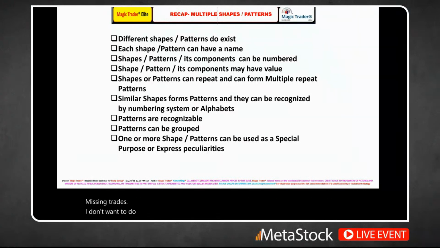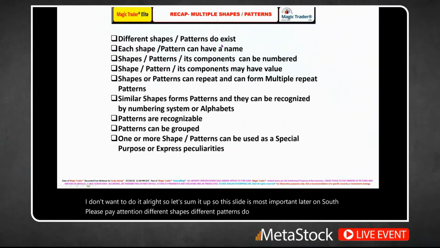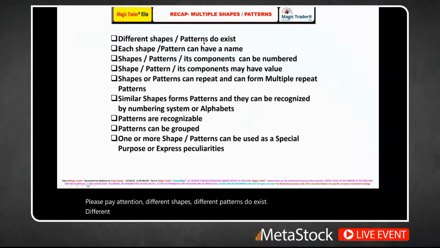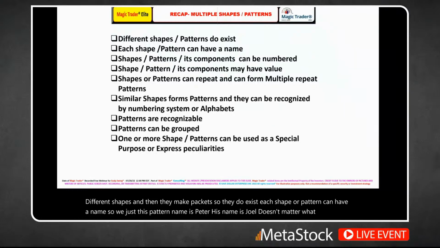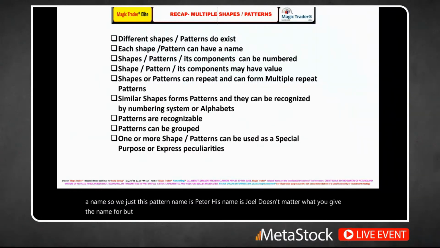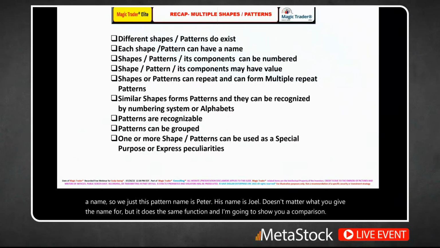All right, so let's sum it up. This slide is most important later on, so please pay attention. Different shapes, different patterns do exist. Different shapes make patterns, so they do exist. Each shape or pattern can have a name. So this pattern name is Peter, this name is Joe. Doesn't matter what name you give, it does the same function. And I'm going to show a comparison, and you tell me which one is easier.